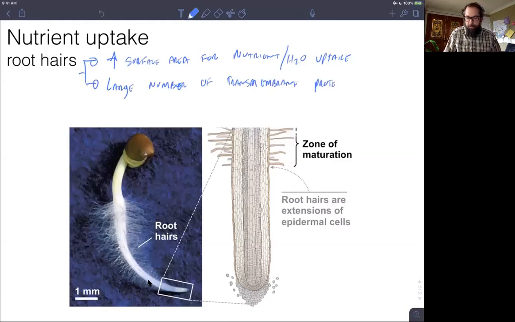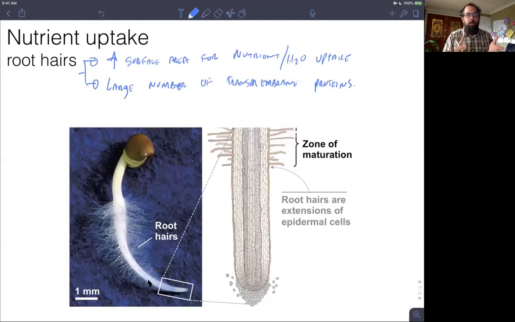Why is this important? Well, remember that plasma membranes are semi-permeable. Some things can pass through plasma membranes, water being one of those things that can easily pass through. However, most of the nutrients that are actually in the soil require transmembrane proteins, channel proteins, antiporters, symporters, etc. Those transmembrane proteins move them from the soil water into the inside of the cell, into the symplast of the cell.